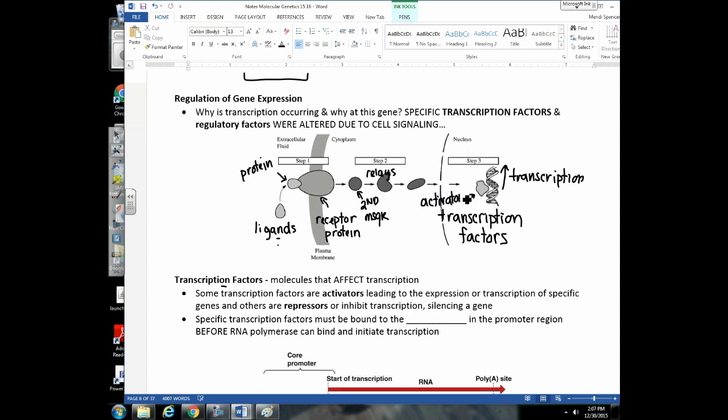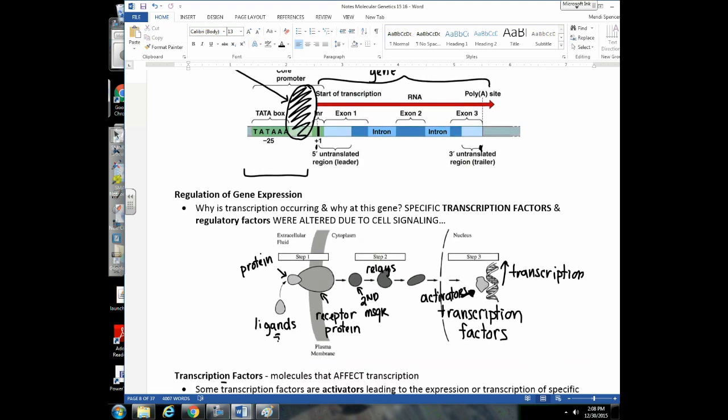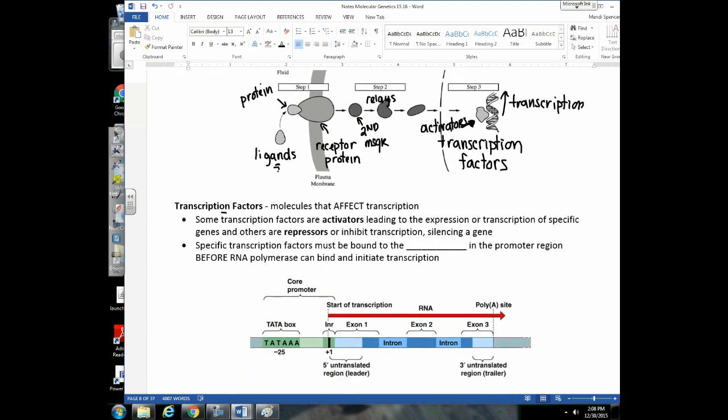But I'm going to show you that sometimes a cell receives a signal to shut off transcription of a gene. And so transcription factors are going to be activated that are called repressors. And they're going to lead to the silencing of genes, or they're going to cause transcription of certain genes to stop. Now, in the diagram above, I mentioned this TATA box. And I told you we were going to talk about that. Well, the TATA box relates to these transcription factors. RNA polymerase cannot bind to the promoter unless there are specific transcription factors that are bound to the TATA box.